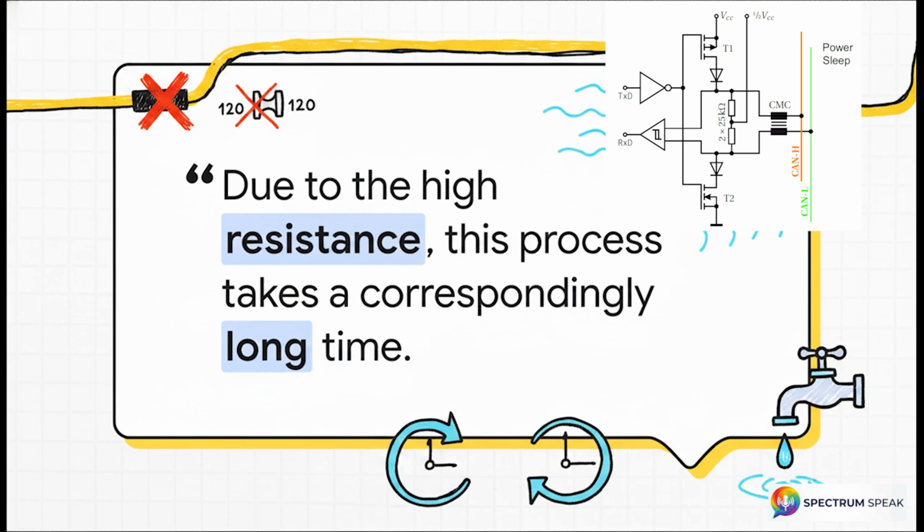Because 25,000 ohms is such a massive resistance, it acts like a tiny clogged drain pipe. The voltage differential bleeds off so slowly that by the time the next bit is supposed to be read, the bus is still carrying the ghost of the previous dominant zero. The result? You get constant read errors, and your network completely fails.